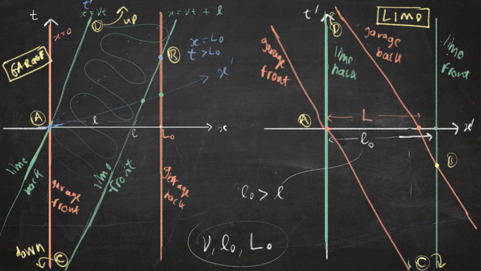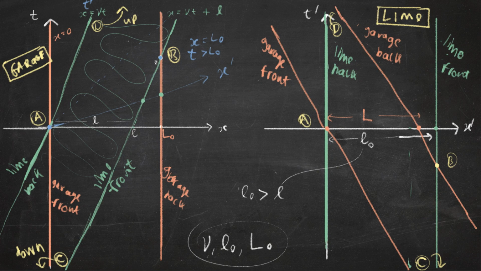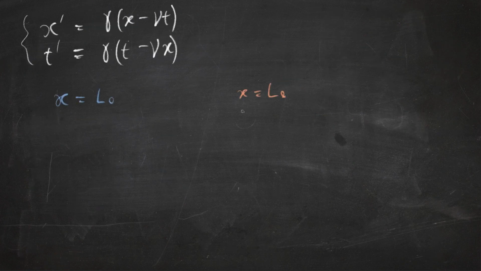You just say this is the red line, x equal big L0. So that's the world line of the back of the garage. And the world line of the front of the limo is x equal vt plus the contracted length, little l, of the limo. And we're just going to solve these.